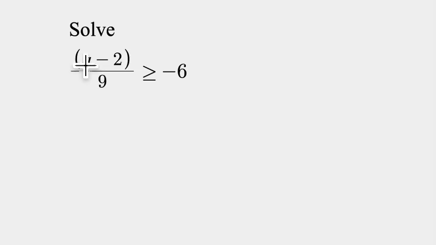Here we have the quantity a minus 2 over 9 is greater than or equal to negative 6. All right, let's get rid of this fraction by multiplying both sides of the inequality by 9. We're doing this because 9 divided by 9 equals 1, leaving us with a minus 2 on the left side. The inequality does not switch directions because we didn't multiply by a negative number.